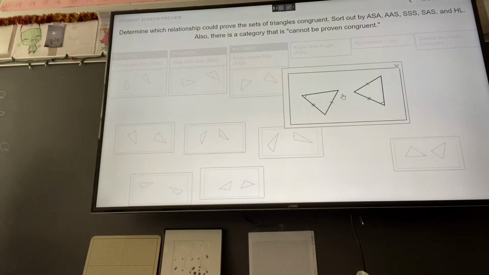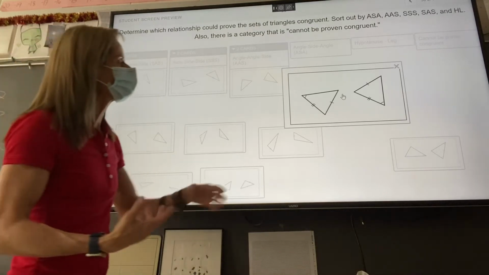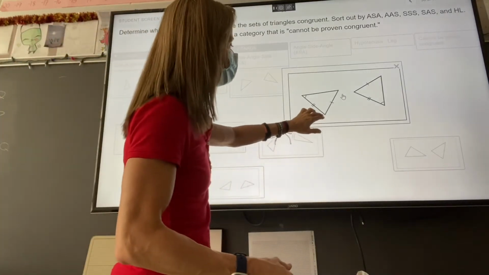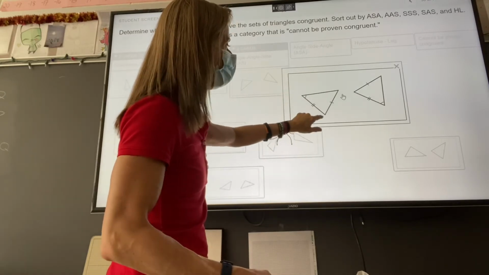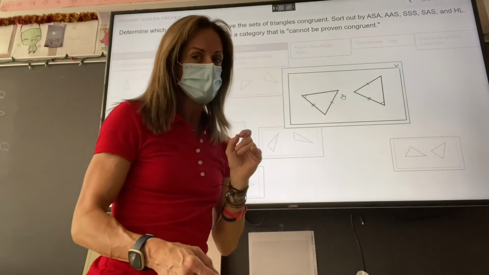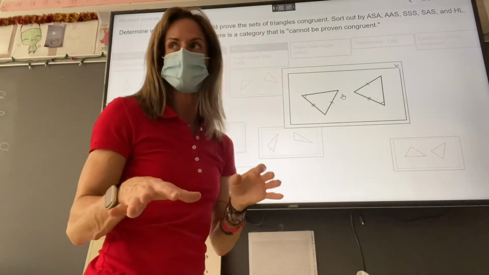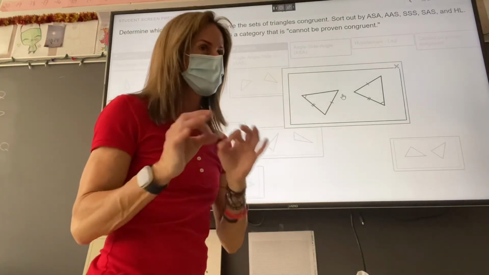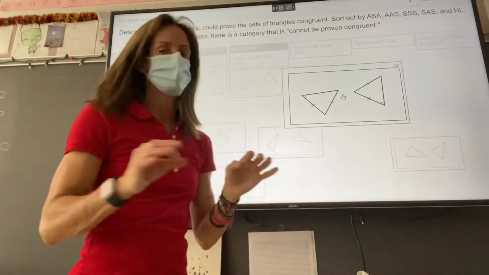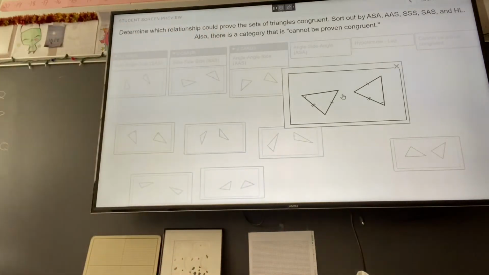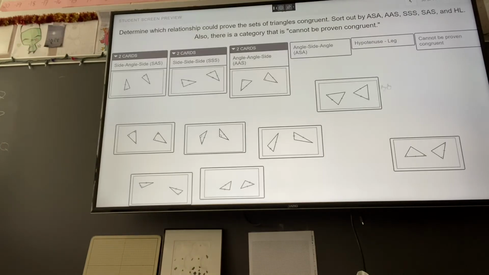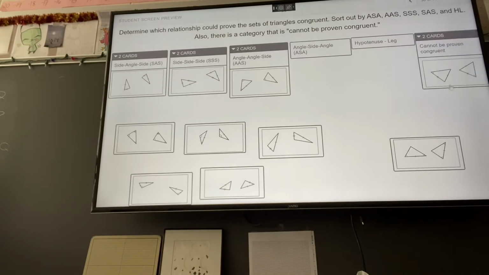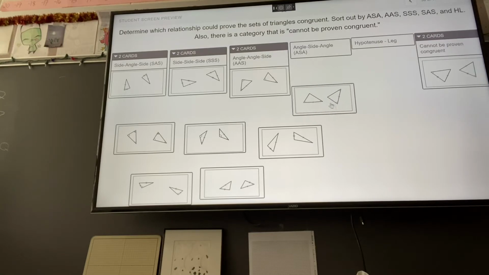All right, again 2 sides, but now the angle is not in between the 2 sides. It's on the outside of them. So this is angle, side, side. Is that a way to prove triangles congruent? Is that on your summary? No. It is not a way to prove triangles congruent. That is not enough information to guarantee these 2 triangles are congruent. Even though they might look congruent, we can't prove that they're congruent.